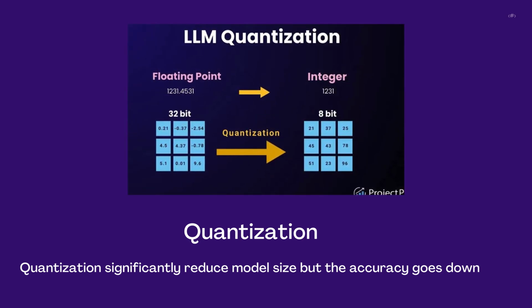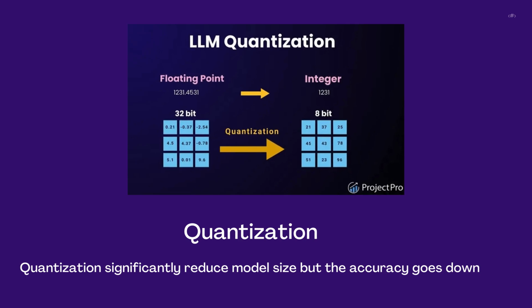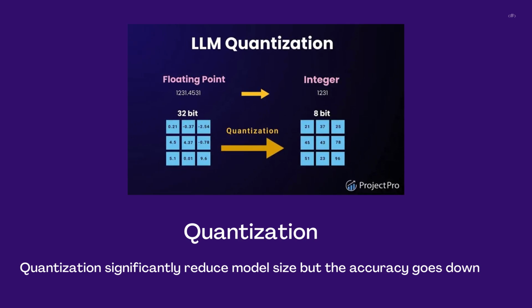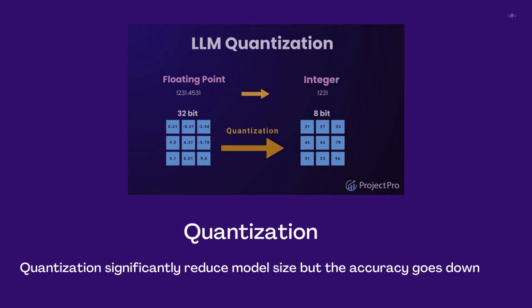Quantization in large language models is a technique that reduces the precision of the model's weights and activations, effectively shrinking the model size and improving inference speed. This is achieved by mapping high precision values like 32-bit floating point to lower precision like 8-bit integers.